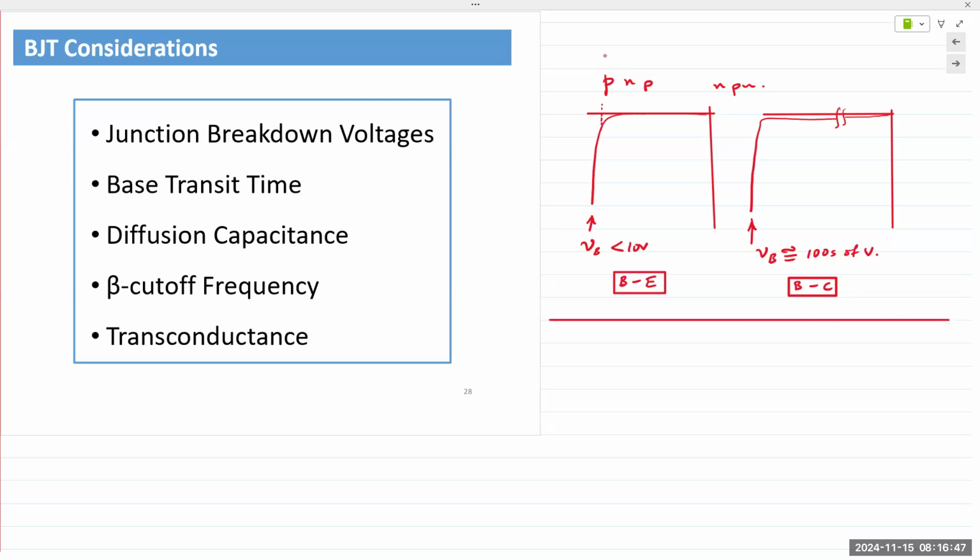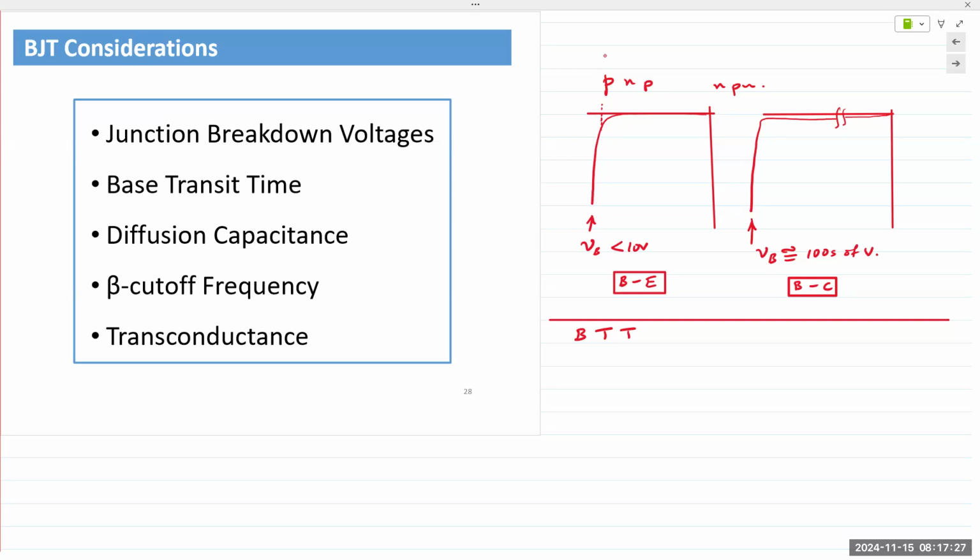Then let's talk about the base transit time. The base transit time is the time it takes for a charge carrier emitted by the emitter to cross over to the collector side. Again, whether it's a PNP or NPN transistor, the base is in the middle. We have the emitter on one side and the collector on the other side. We forward bias the emitter-base junction. The emitter emits charge carriers that cross into the base and are then injected into the collector side. So the time it takes to go from the emitter through the base to the collector side is known as the base transit time.